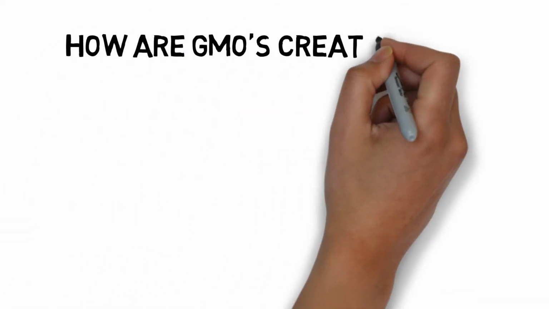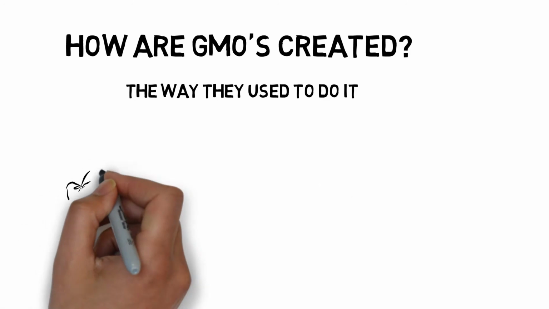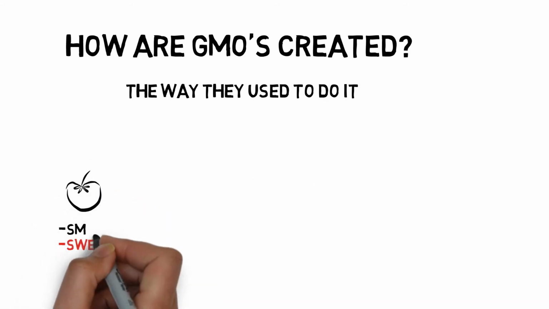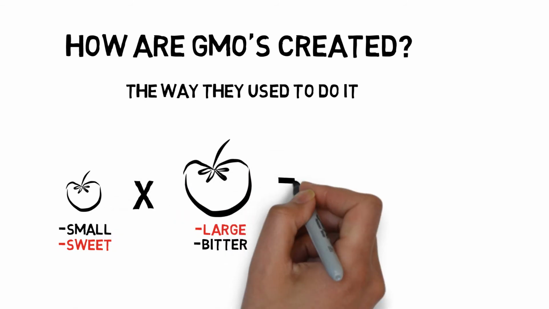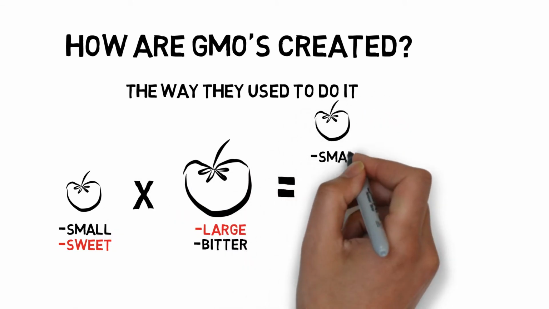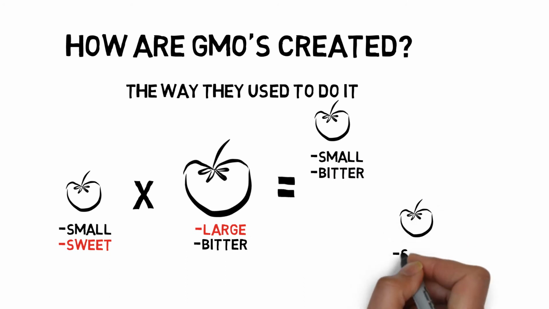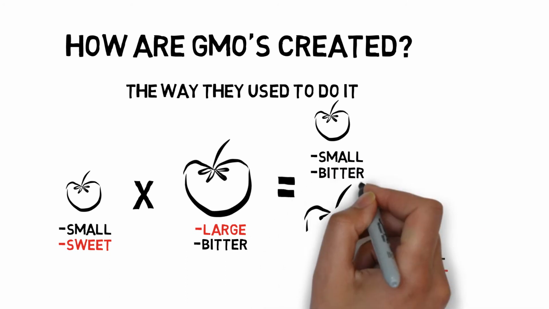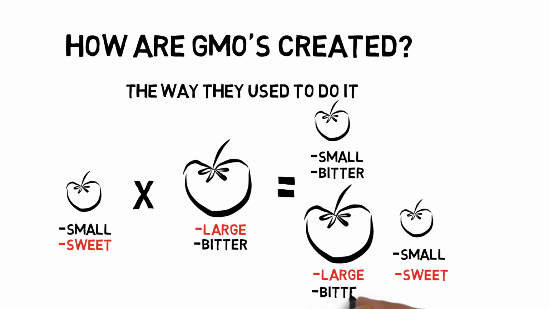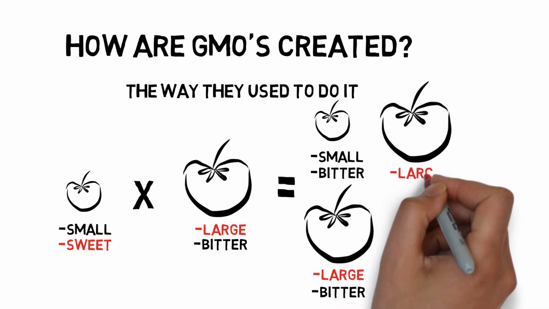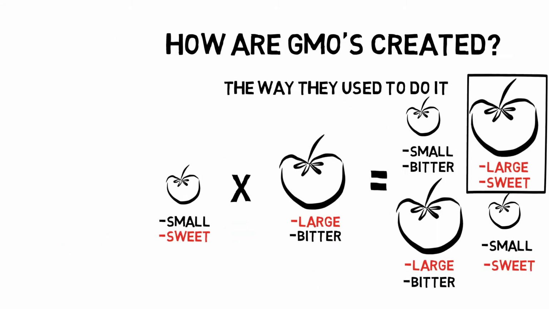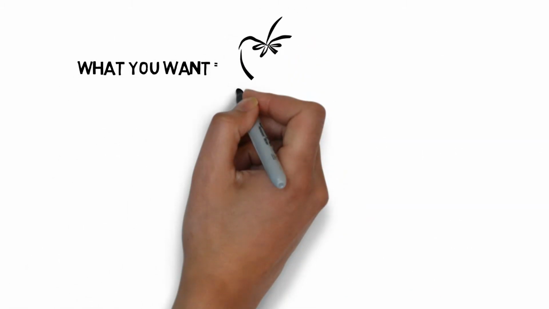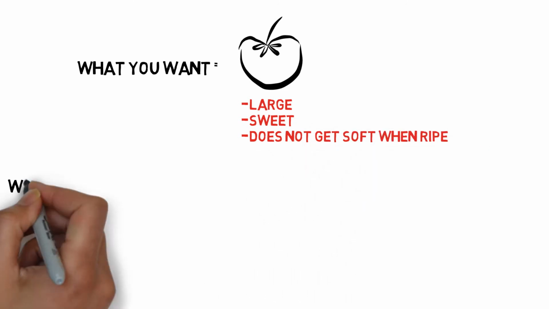You may still be wondering how they actually make the GMOs. Well, they used to do it by breeding two of the organisms that have some of the genes or traits that they wanted to have together in one single organism. For example, if they have a sweet small tomato and a bitter large tomato, then they would have to breed or cross these two different tomato plants and hope that some of the offspring would have all of the right traits that they wanted.